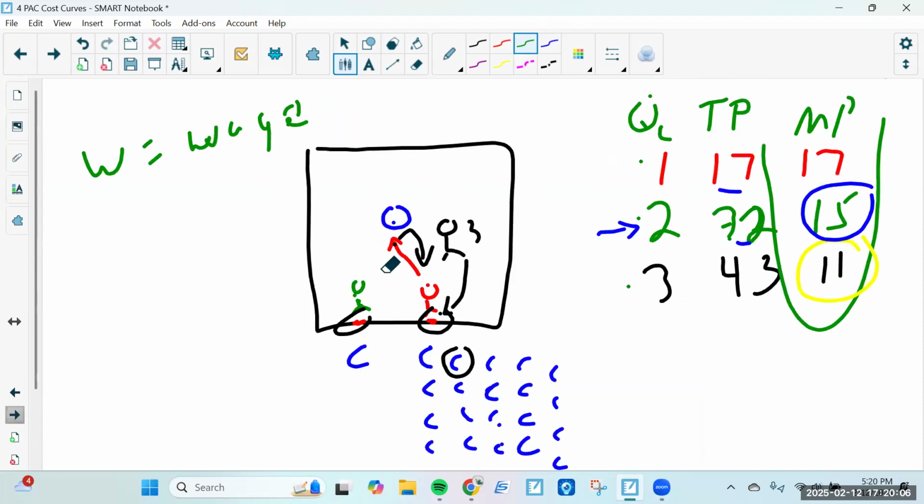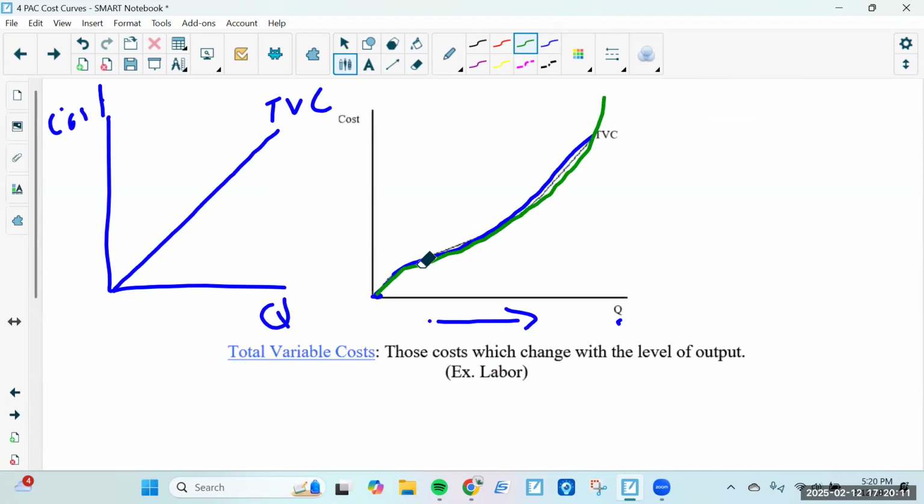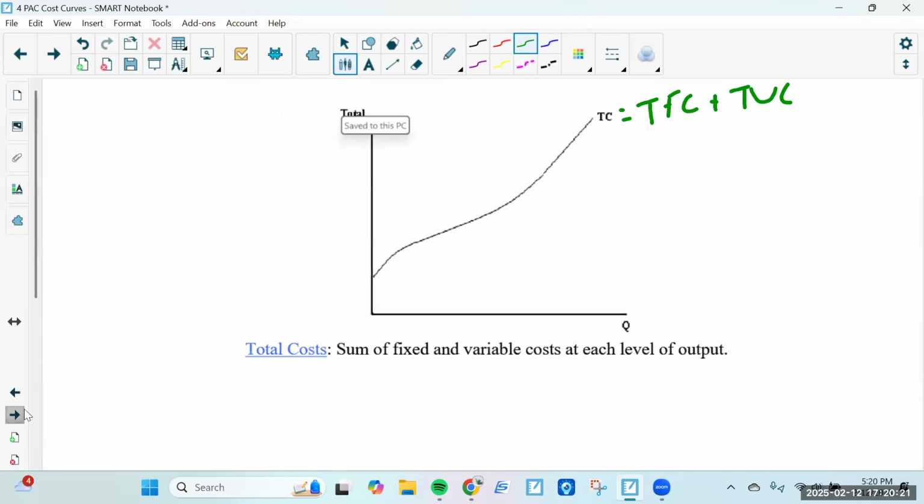We're taking this horizontal total fixed cost curve and adding the total variable cost to it. What you get is a curve that is shifted up by the amount of the fixed cost. So if fixed costs are 1,000, you'd be right there. So this is the first way of calculating this.